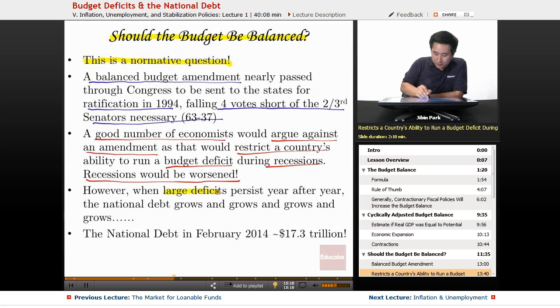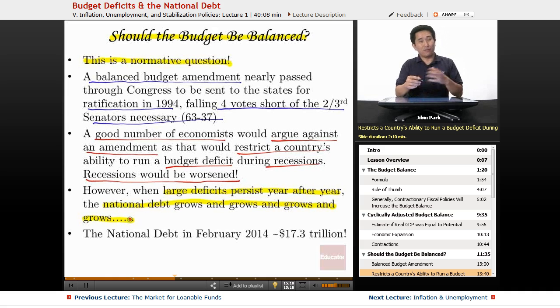However, when large deficits persist year after year, the national debt grows and grows and grows. So maybe if you have a deficit in a couple of years, then it might be a good thing to go back into surplus. So perhaps deficits aren't too bad of a thing if it's maybe 2 or 3 years, but when every year is a deficit, a growing deficit, you can understand why some politicians might call for a little bit of fiscal responsibility and maybe have a little austerity, maybe have a little bit of short-term pain for long-run gain.